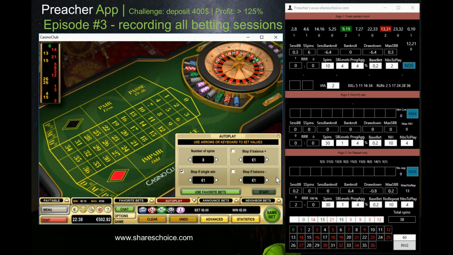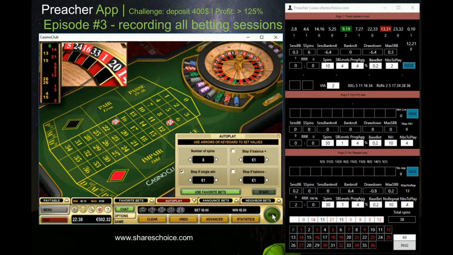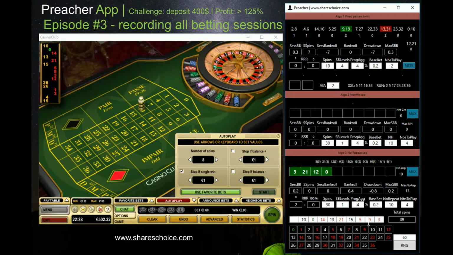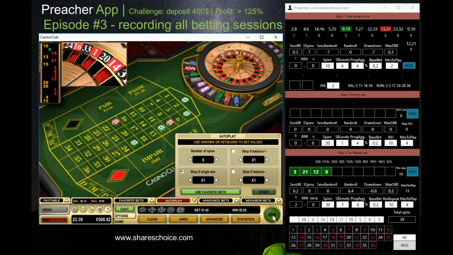So okay, I should increase my base bet to 30 cents. And let's see what is going on. 0-10 came now immediately, beat it, and we are not playing that. It's live. And now we receive again a signal from algorithm number 3, so we should bet on 3, 21, 12, and 0. And let's see how this will go.